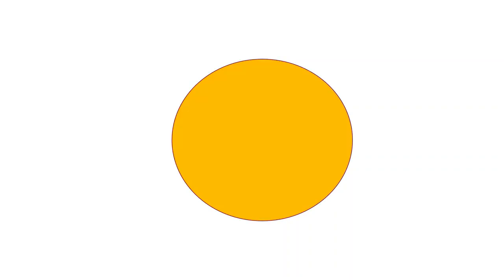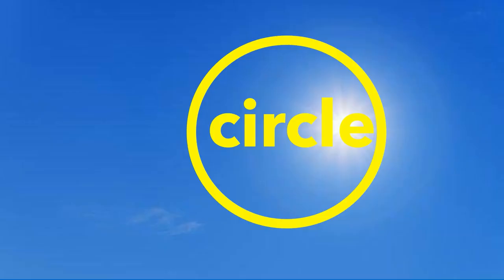Big circle. Small circle. Red circle. Orange circle. Yellow circle. Green circle. Blue circle. Purple circle. Circle.